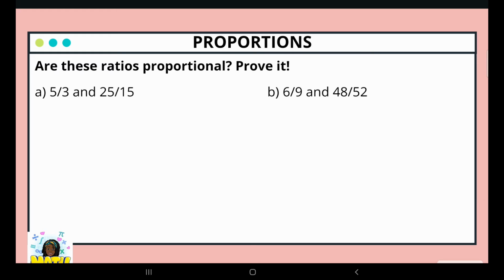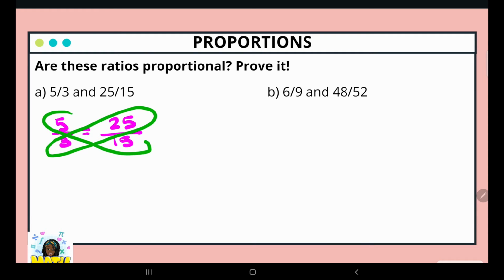So let's go ahead and set up our fractions in the form of a proportion, and then we're going to use our cross multiplication to see if they are indeed proportional. So 5 over 3 is equal to 25 over 15. To use cross multiplication, I'm going to multiply 3 times 25 and 5 times 15. So 5 times 15 is equal to 3 times 25.